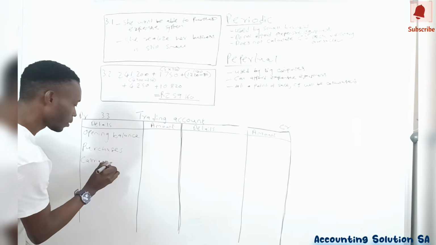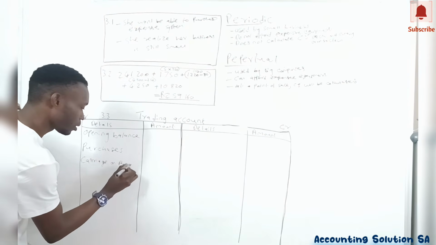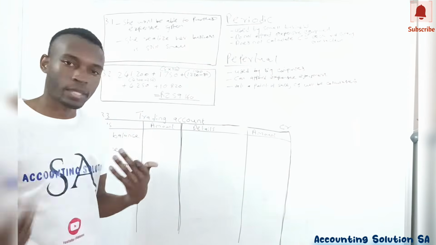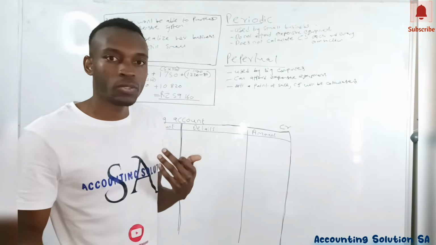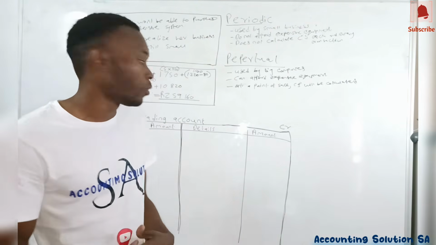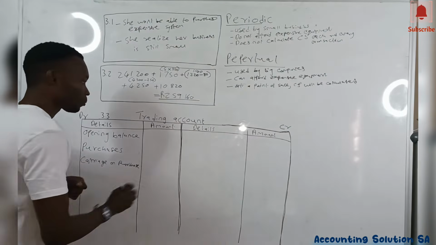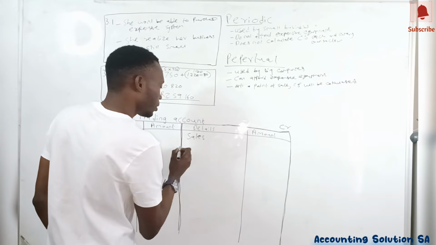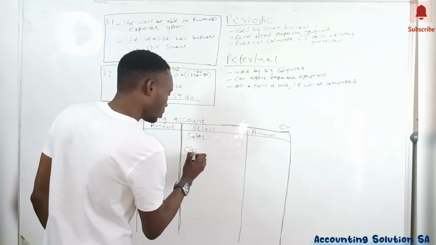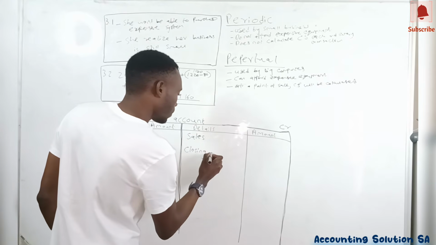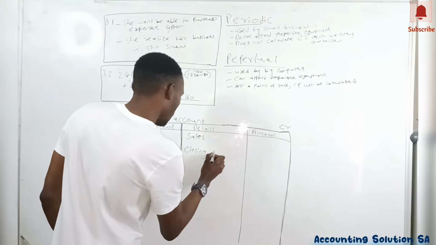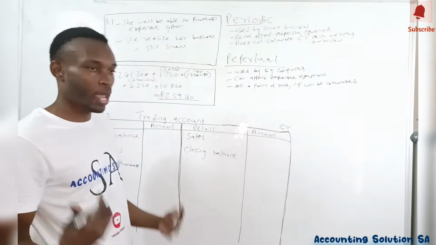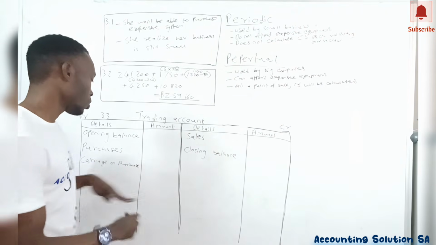Okay, then we have a carriage on purchase. Sometimes you can also call it a transport cost, import duties, export duties, and so on and so on. All right, then after that we're gonna have sales this side, and we're gonna have a closing balance. All right, then which means that after that you can determine whether it's a loss or profit.